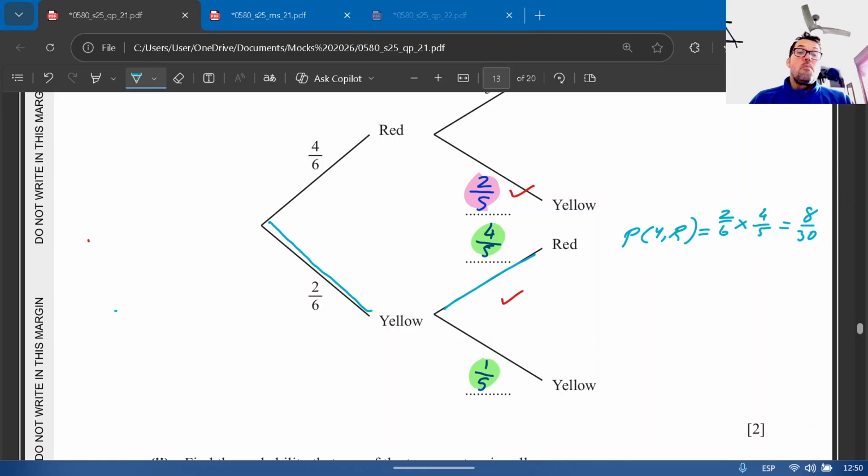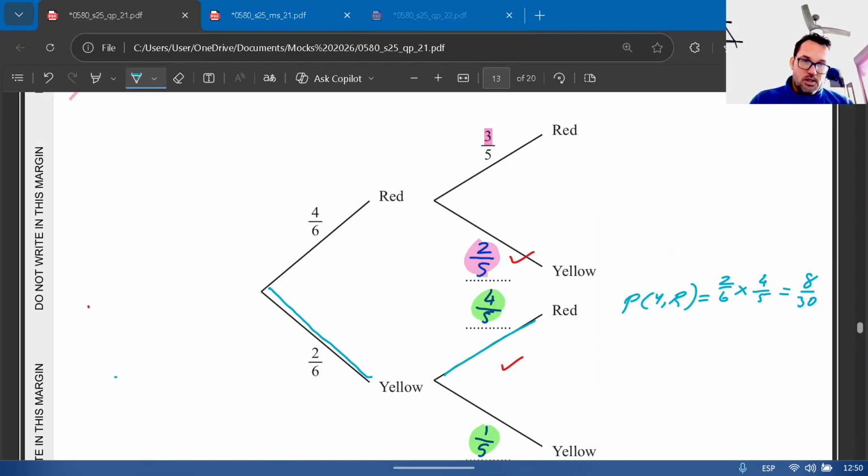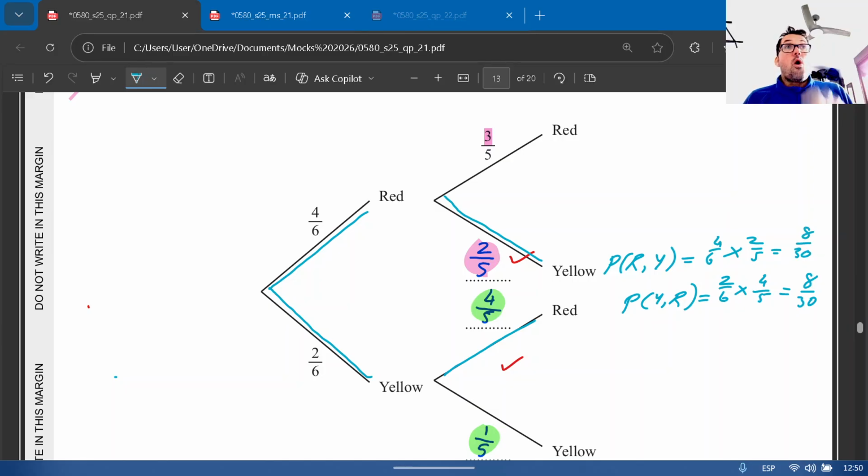But there's another possibility. You can pick a red one first and then a yellow one. Then one of them would be yellow. So this is the probability of picking a red and then a yellow. Picking a red one first is 4 out of 6, and then, so we multiply, a yellow one is 2 out of 5. And that's another 8 out of 30. So there are 2 possibilities. You pick a red and a yellow one, or you pick a yellow and a red one.